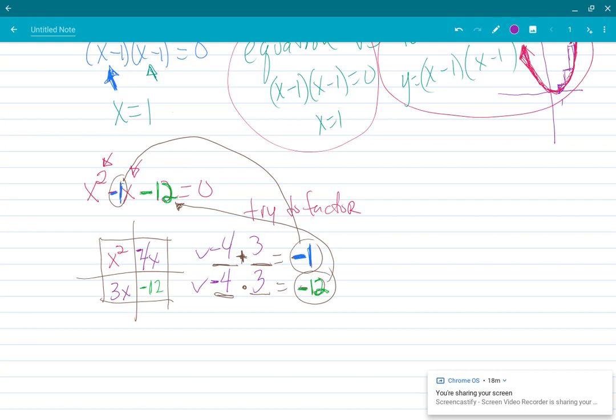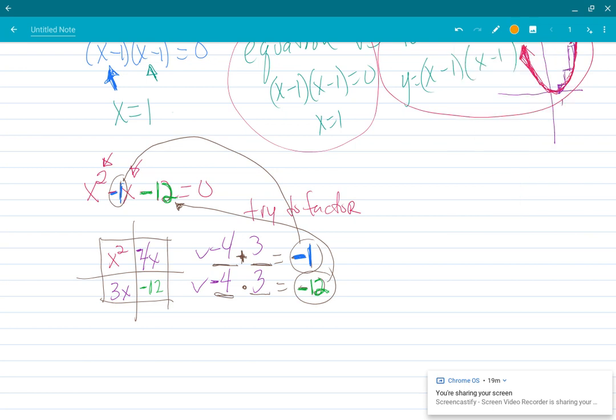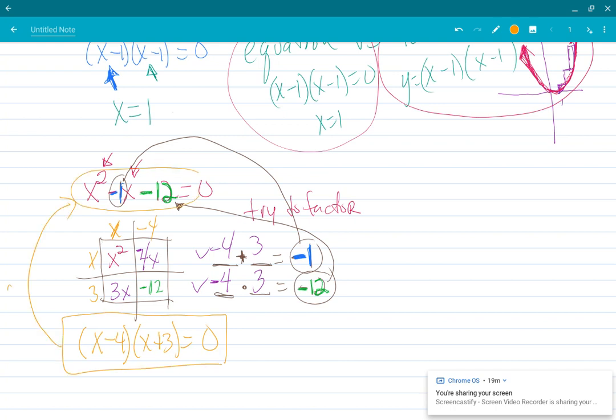So once you finish the inside of the box, now you can do the outside of the box. This is kind of what I was saying. It's like riding a bicycle, but it's backwards, right? This would be x minus 4, and then x plus 3. So therefore, this is the same thing. This is the same as that.